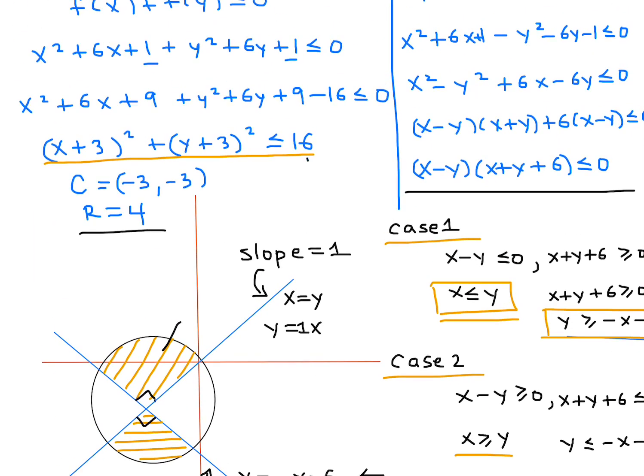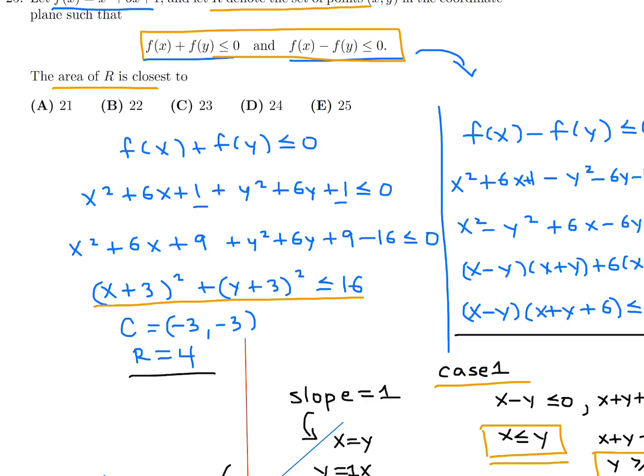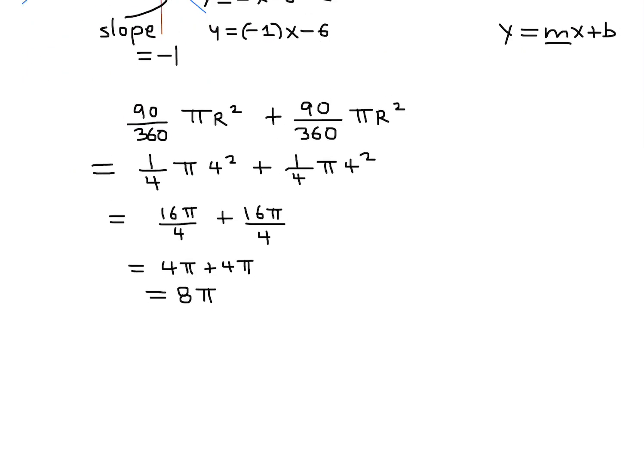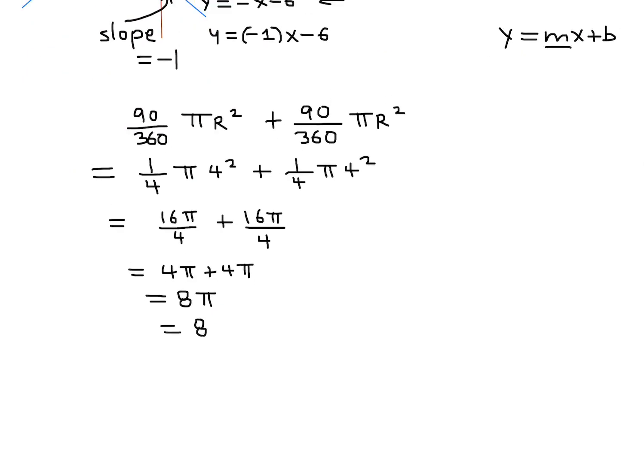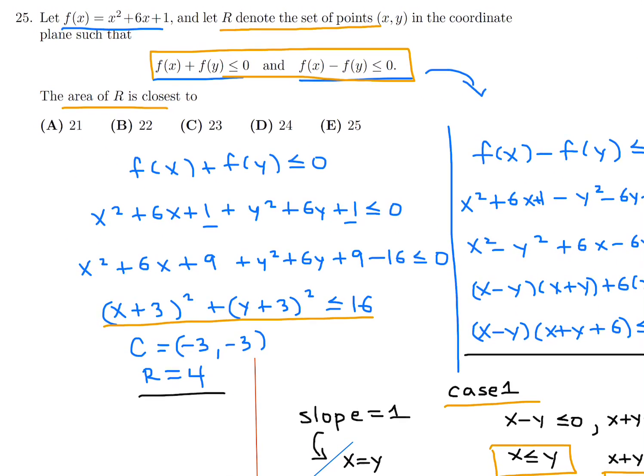So 8 pi is the answer. The area of R is closest to, okay, they want an actual number. All right, no problem. 8 pi is what? 8 times 3.14, and that is approximately 25.1. So 25.1, area of R is closest to 25. So 25 is choice E.